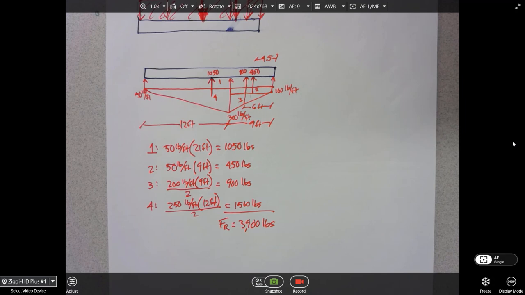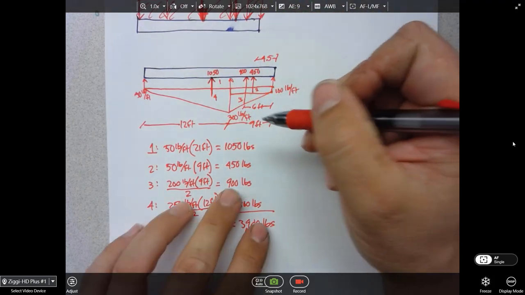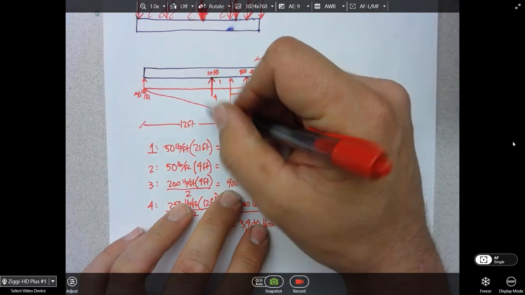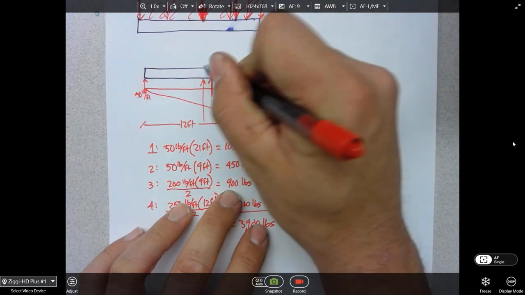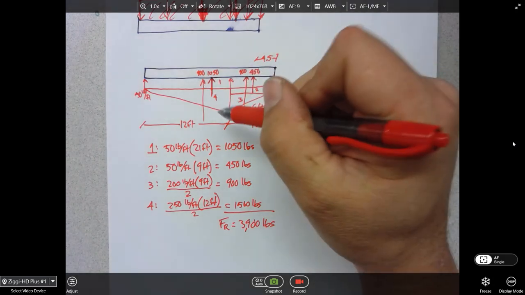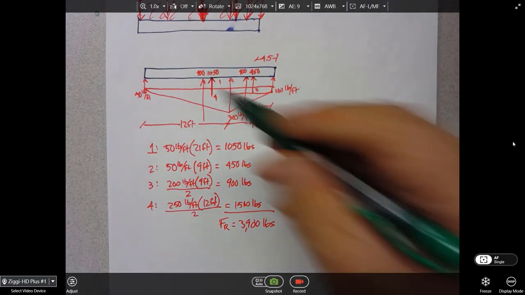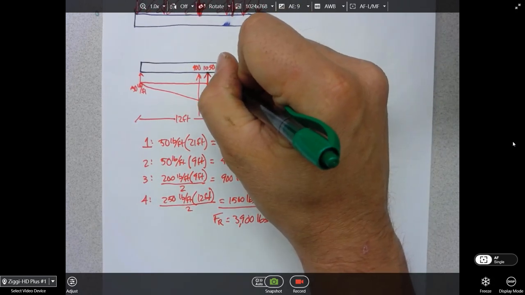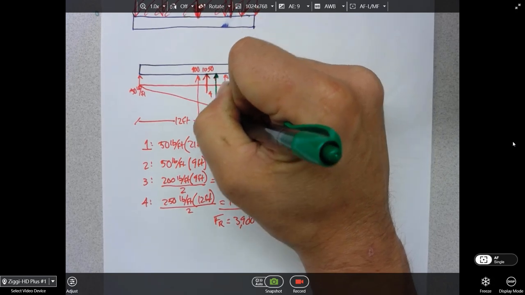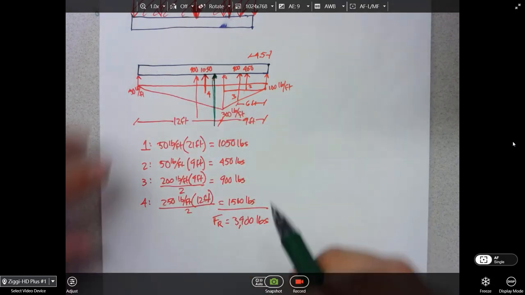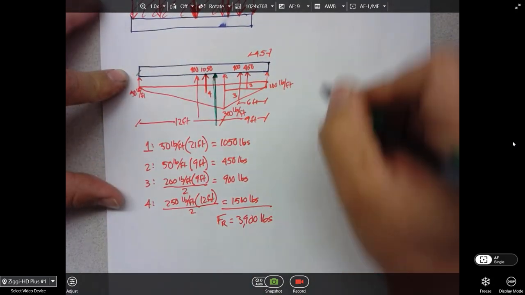Where does it need to be located? Let's guess. Where do you guys think it's going to be? Oh, I should put this guy in here, the 900 pounds. 21, 10, 12, 8, it's right here. I think the resultant is going to be right in here. Right? You guys all right with that guess? Okay. So to find it, I'm going to go from here and sum the moments.